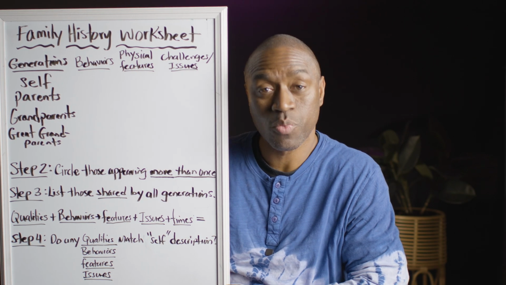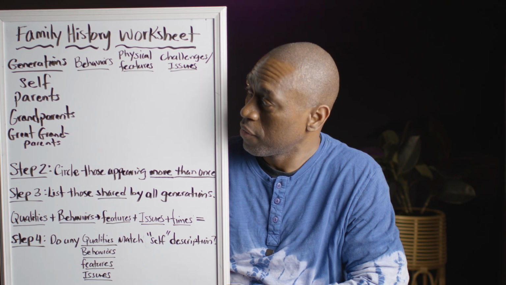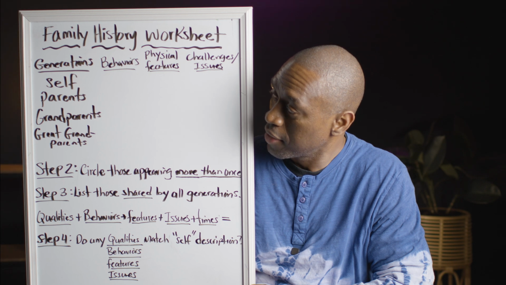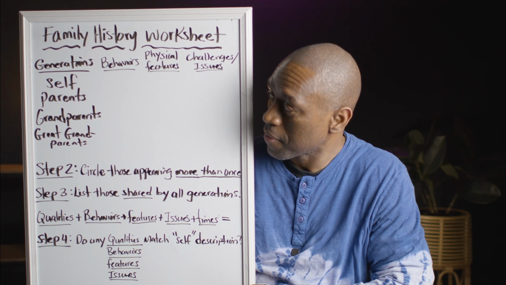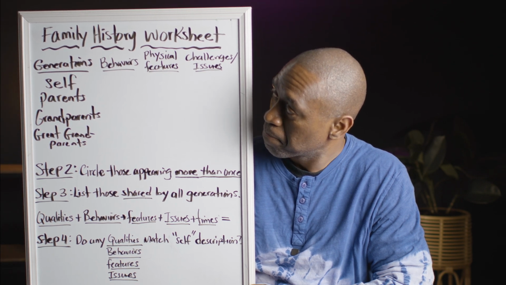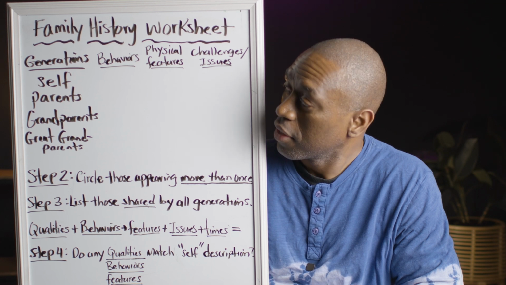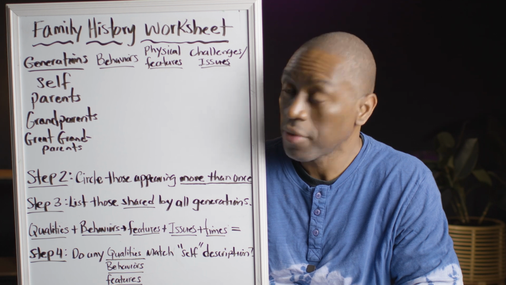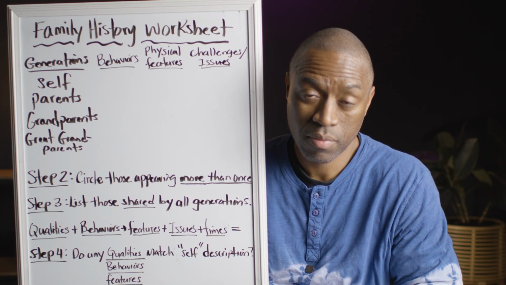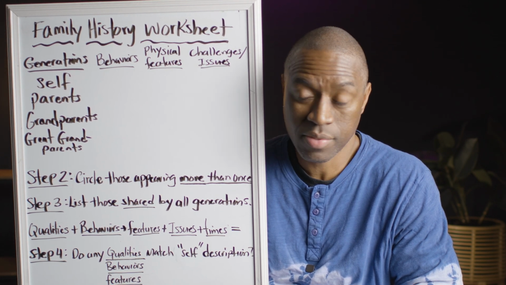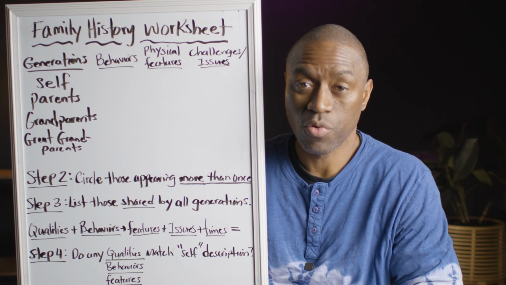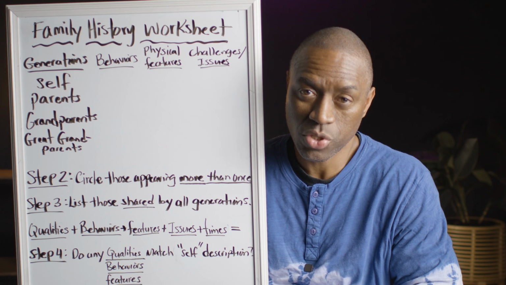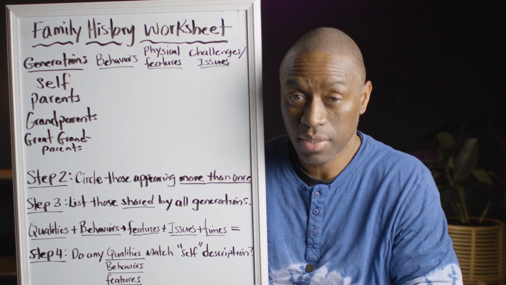So again, the Family History Worksheet was designed to give you a structured process, but a simple process for you to find out or essentially to discover your purpose in life. What we want to start with in the first step is to have generations. Generations start with yourself, much like a family tree. You start with yourself, then your parents, then your grandparents, and your great-grandparents, and your great-great-grandparents, and as far back as your research and documents can take you.